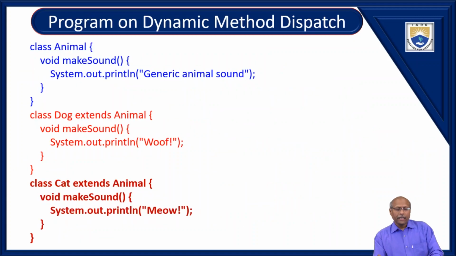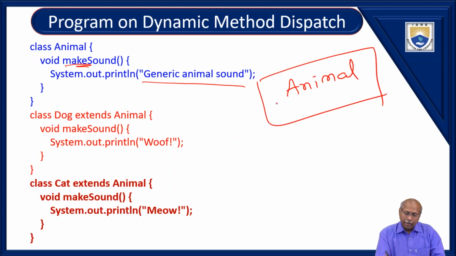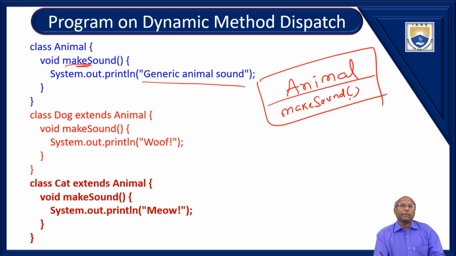Now, a small program, I will explain how you can use dynamic method dispatch. Assume I am having a class called Animal. In the Animal class, I am having a method called makeSound. Assume this method prints one generic animal sound, a simple message I wrote: a generic animal sound. So, my class is called Animal, and in the Animal class, I am having a method called makeSound.